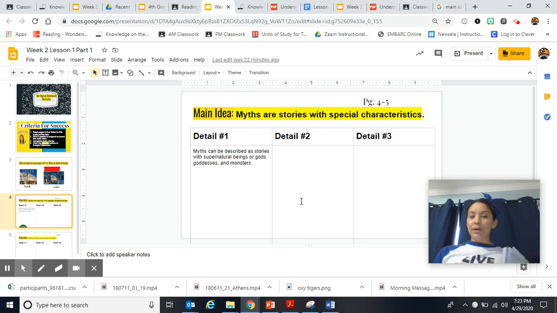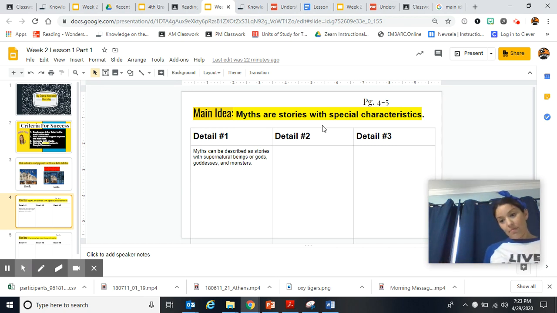The main idea, what I'm telling you the author wanted you to remember, what it was mostly about, is here. Myths are stories with special characteristics. Characteristics are qualities about a thing, a person, or a place. You describe it, right? So what are some things that describe, remember our movement, describe a myth or stories that are myths?